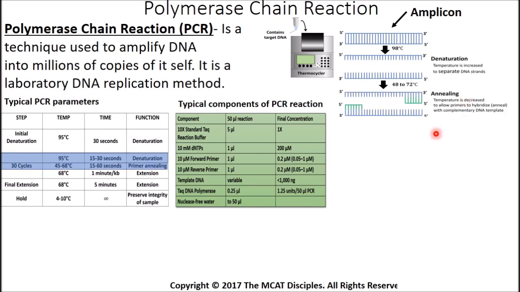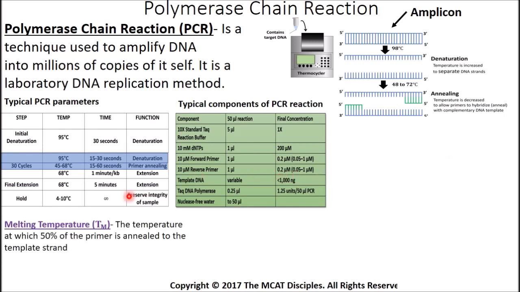Now our primers can bind to the denatured strands. Alright? That's where we decrease the temperature down to a temperature where they can bind. There's some nomenclature associated with this temperature. The Tm, or the melting temperature, is the temperature at which 50% of the primer is annealed to the template strand. The primer will only anneal to the template strand around that melting temperature. And no, it's not actually melting, that's just the terminology. And annealing just means to hydrogen bond and pair up with the template strand. That's what annealing means. Another way to say that is hybridize.